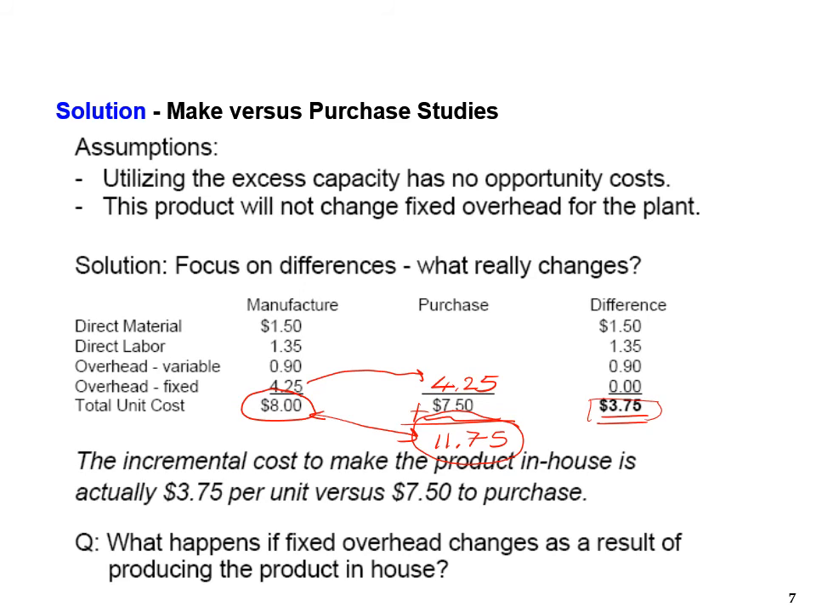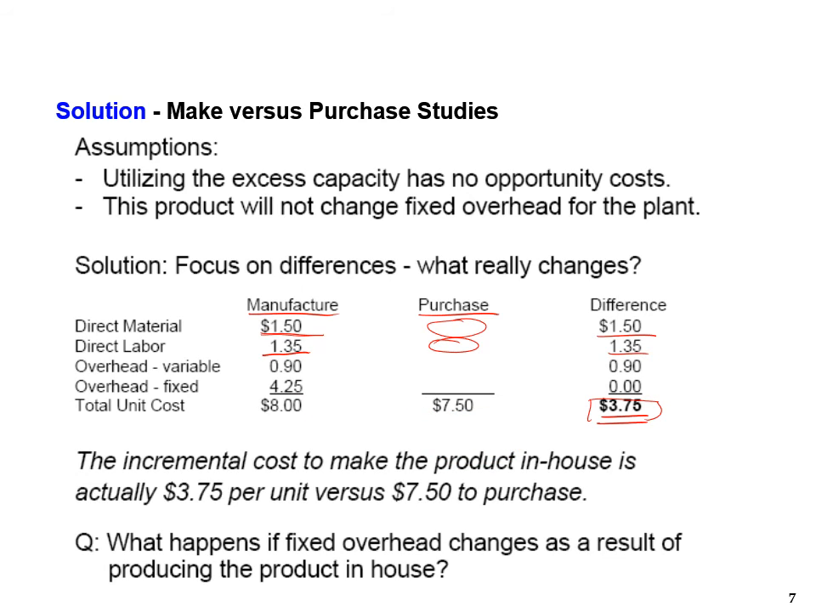Or you can look at it this way, item by item. If you produce it, you will pay $1.5 for materials, but for purchase it is 0, so the difference is 1.5. If you produce, you will pay 1.35 for labor, but nothing for purchasing, so the difference is 1.35. Similarly, for overhead variable cost, when you produce, you will pay 0.9, but nothing for purchase, so it's 0.9. For the fixed overhead cost, for purchasing you will pay this amount as well, so the difference is 0. And the incremental cost is 3.75.